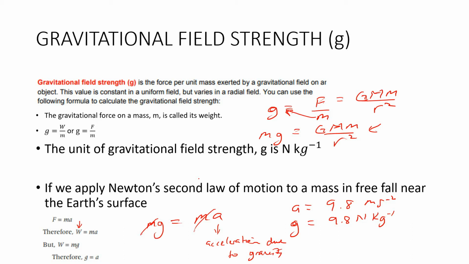Gravitational field strength in this event is defined as the force per unit mass exerted by a gravitational field on an object, right? When we talk about the gravity constant or acceleration due to gravity, what we're really talking about is the gravitational field strength, right? And we can find that by looking at what gravitational field strength is.